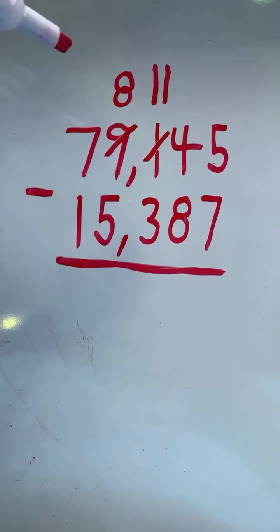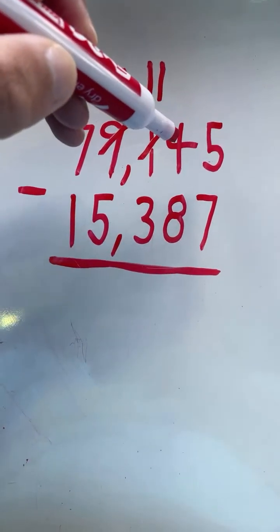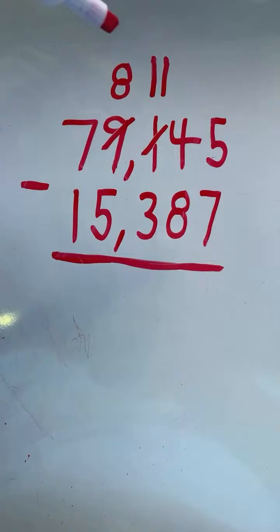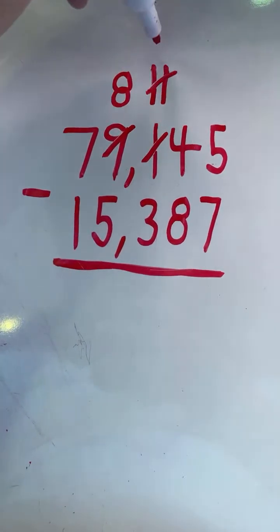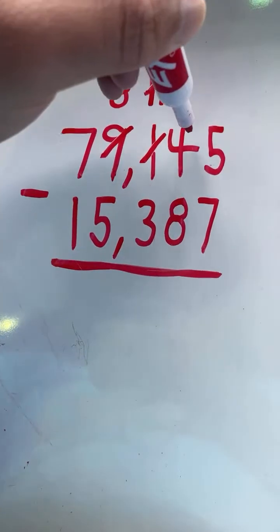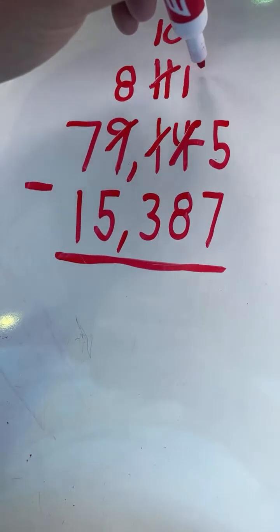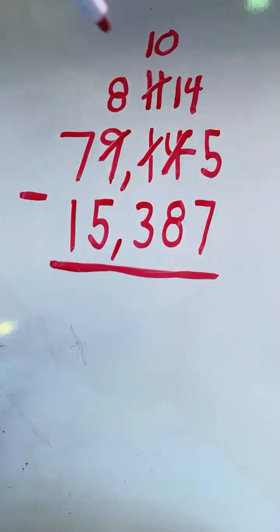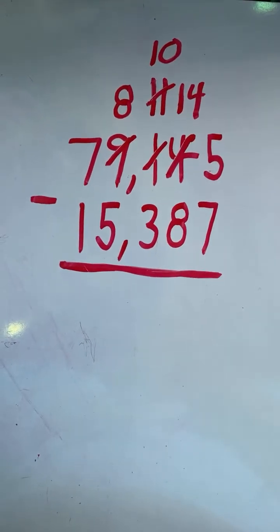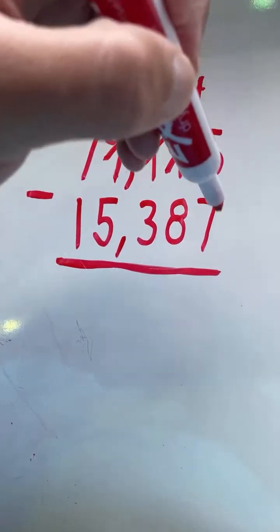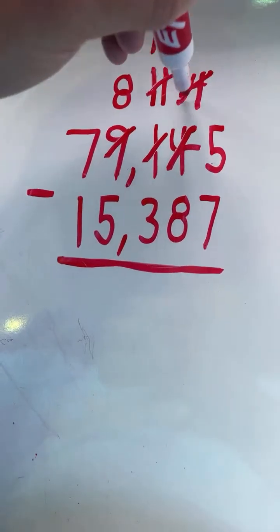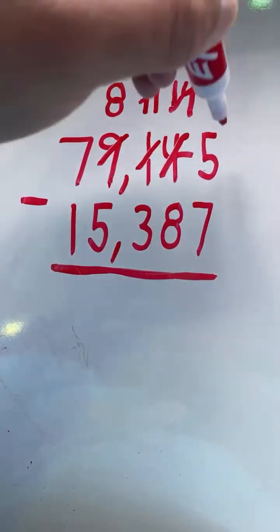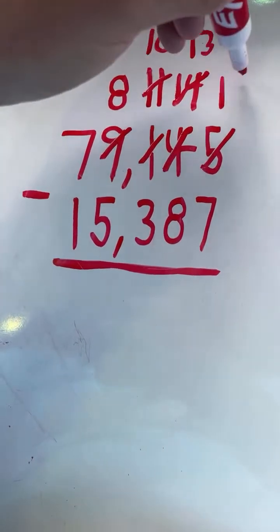So now in the tens place, you can't have 4 and take away 8. So we have to take a 10 from the hundreds place now. So the 11 in the hundreds place is now going to become a 10. We're taking away 1. And then the 4 in the tens place is going to become a 14. Now moving to the ones place, you can't have 5 and take away 7. So we take a 10 from the tens place. That 14 becomes a 13. And that 5 becomes a 15.